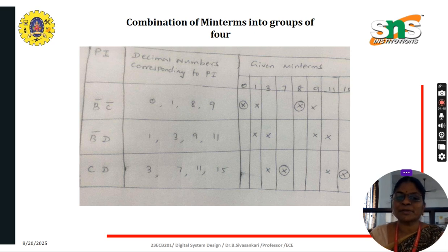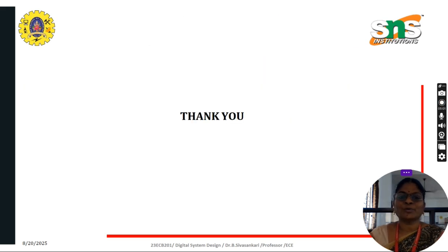So that particular prime implicants are considered as essential prime implicants, where you have essential prime implicants in B bar C bar and in CD. So only these two prime implicants can be considered. So your Y is equal to B bar C bar plus CD, which you have already received in your K-map. Hope now you understand.